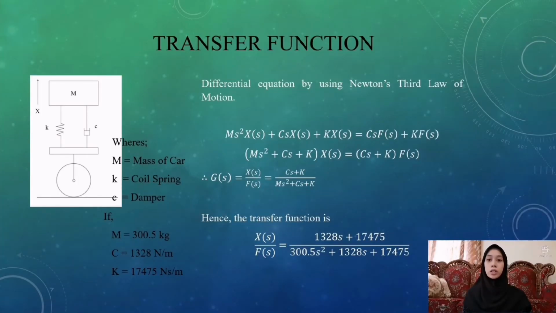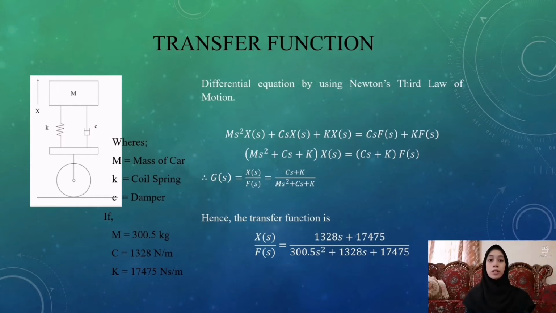To determine the transfer function, we will use Newton's third law of motion from the free body diagram, where m is the mass of the car, k is the coil spring, and c is the damper. We will get this equation, and f is obtained from the response where the car is moving on the road and causes damping. We get (ms squared plus cs plus k) X(s) equals (cs plus k) F(s). So, the general equation of the transfer function is G(s) equals X(s) over F(s) equals (Cs plus K) over (Ms squared plus Cs plus K).